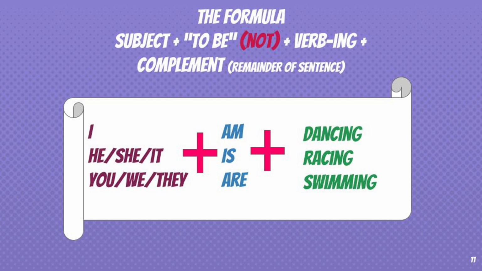Now for the negative. So we have the subject, again the verb to be conjugated in present tense, the word not, followed by another verb ending in ing, and the remainder of your sentence. I am not spending all of my days on the couch watching TV. No, I'm just not going to do that.